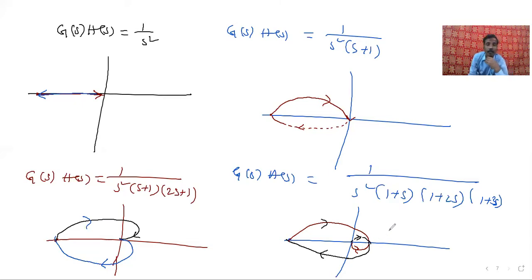So, the basic idea of the type 2 system for calculation of stability: G of S, H of S equals 1 by S square, then one pole added at S plus 1, again another pole added at 1 plus 3S, and then the construction of the polar and Nyquist plot. So thank you for watching.